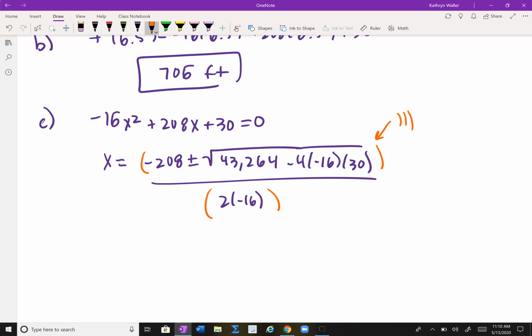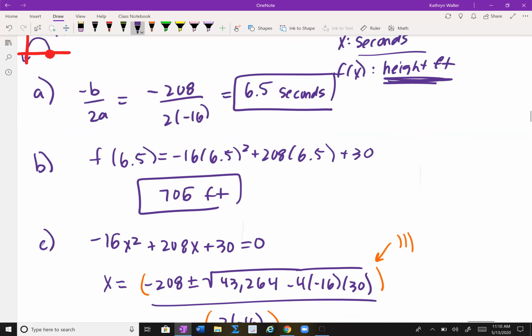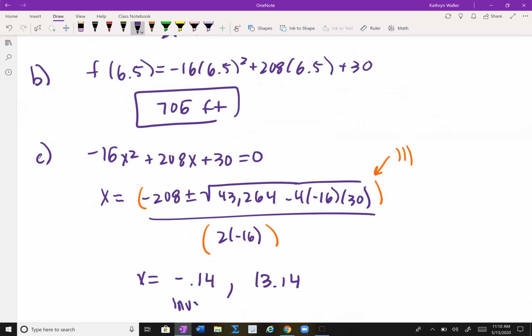Okay, so everybody go parenthesis, negative 208 plus second x squared, 43264, minus 4 parenthesis, negative 16, close it, new parenthesis, 30, close, close, close, divided by parenthesis, 2 times negative 16, close it, enter, and I got x equals negative 0.14. Okay, now I'm going to go up, make that plus a minus, hit enter, and I get 13.14.